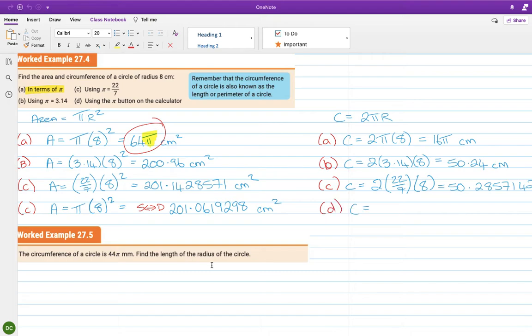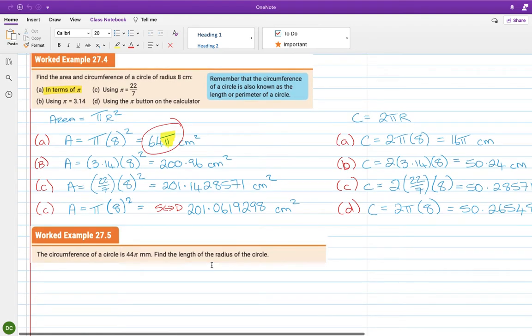So this is typed in the same way as the first one. So 2 multiplied by shift pi multiplied by 8. But this time I want to SD it so that I can change it. And I get 50.26548246 centimeters. So that's how you use both formulas.